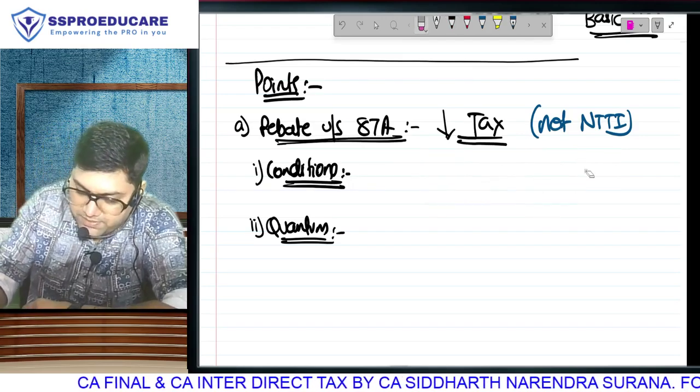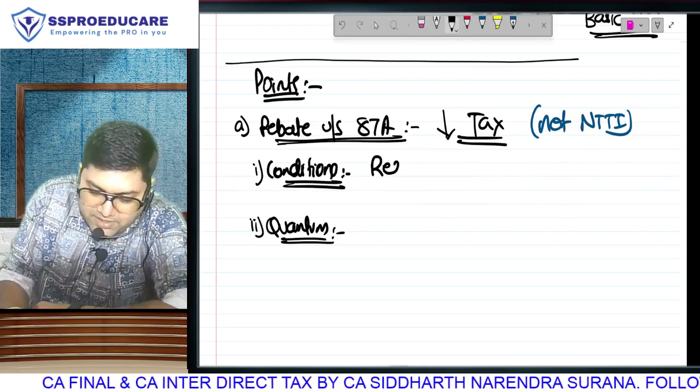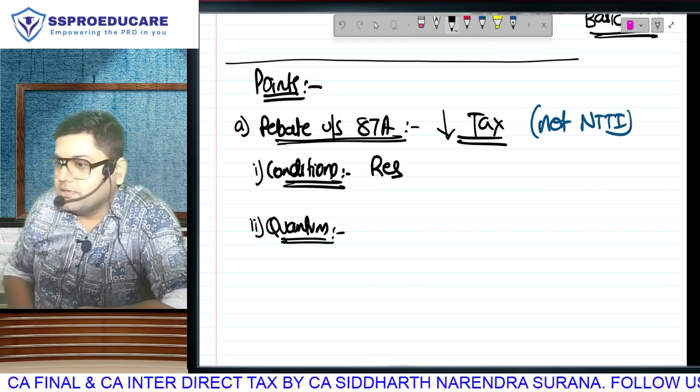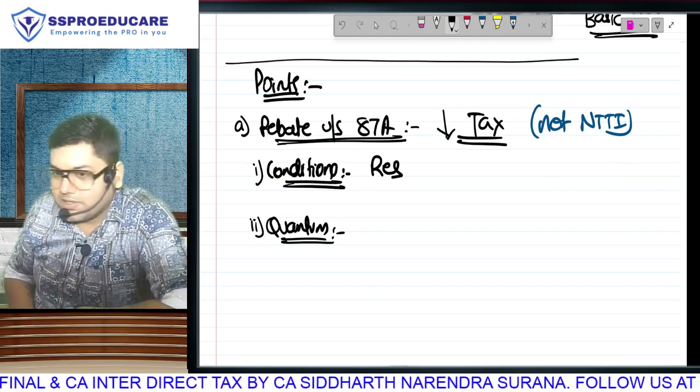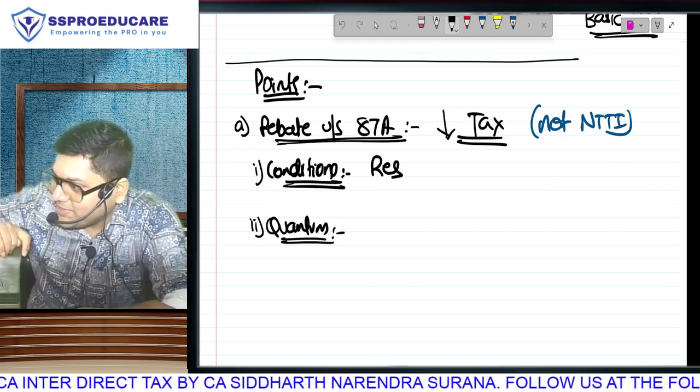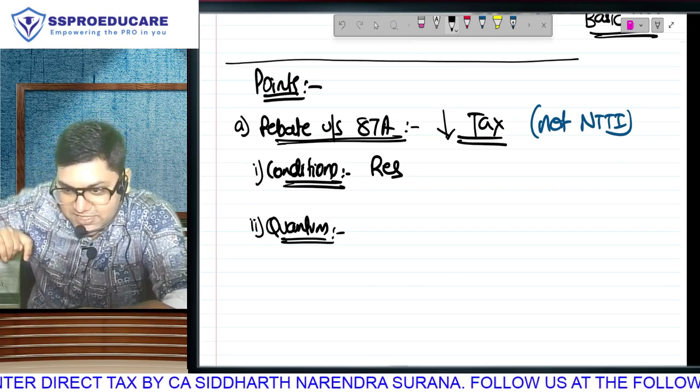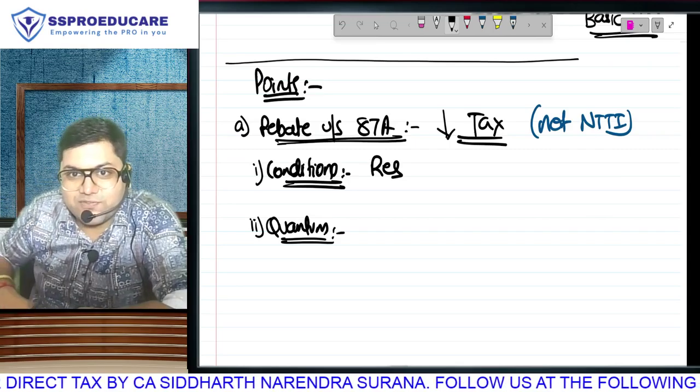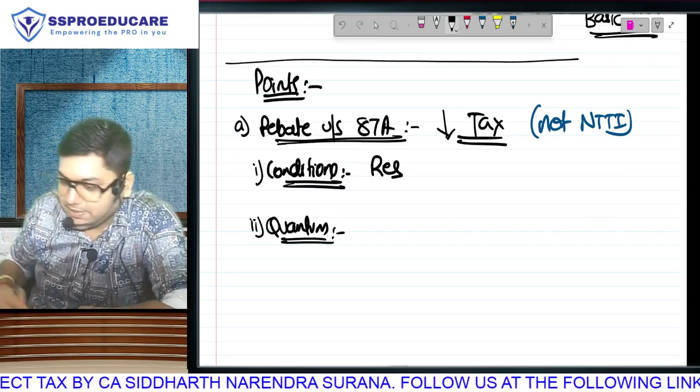Condition 1. Rebate will be given only and only to residents. Non-residents are not eligible for rebate. That means a non-resident is not eligible for the higher basic exemption. Even if a senior citizen, a non-resident is disqualified, ineligible for rebate.